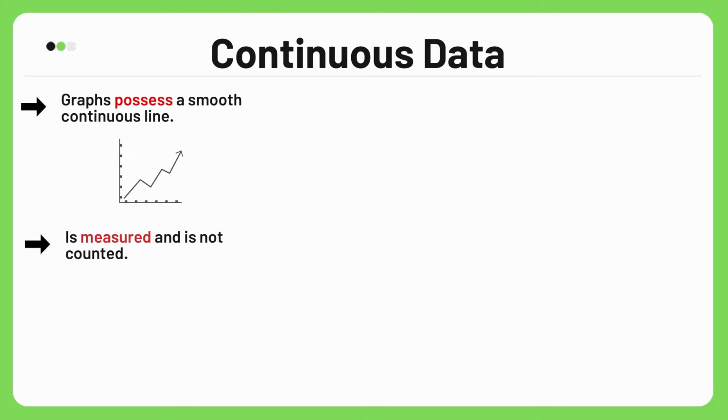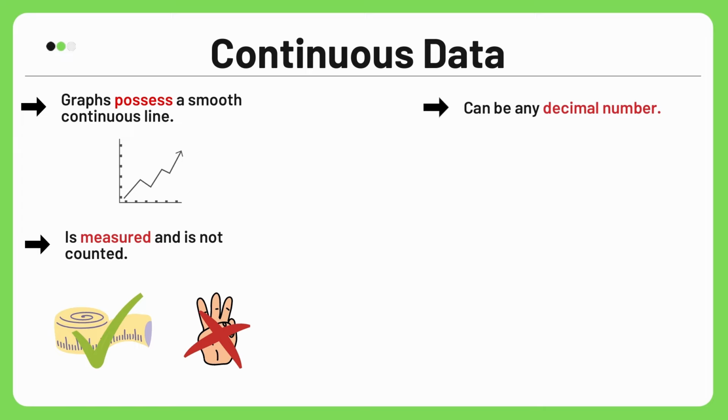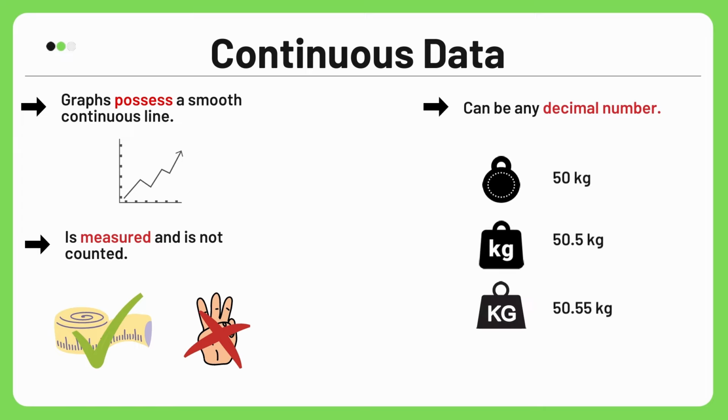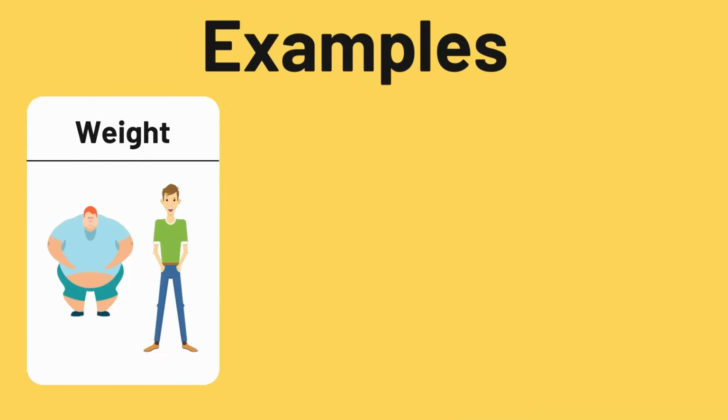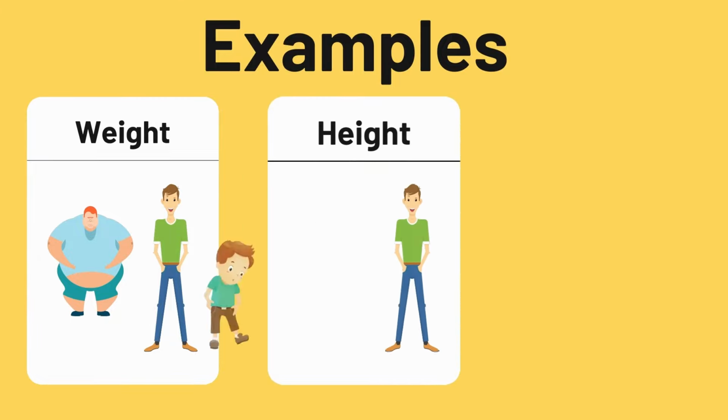Continuous data is always measured, and it is practically impossible to count this type of data. They are generally collected from precise measurements. Example, you cannot simply count a student's weight, but you will use a weighing machine for this purpose. Continuous data can be any decimal number. Example, weights of 50 kg, 50.5 kg, 50.55 kg are very much possible. Some examples are weight of student in a class, height of a person, time.